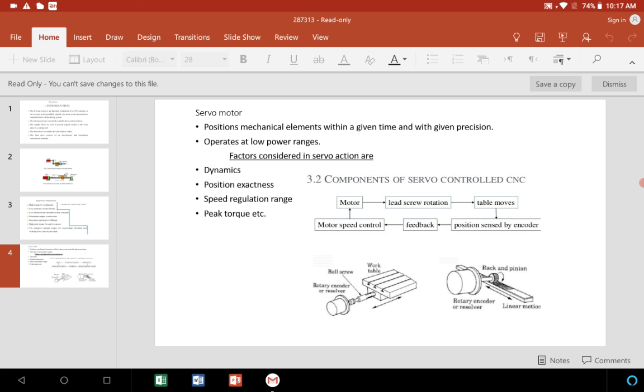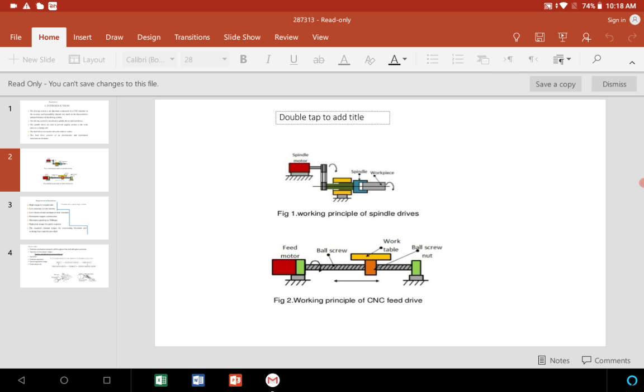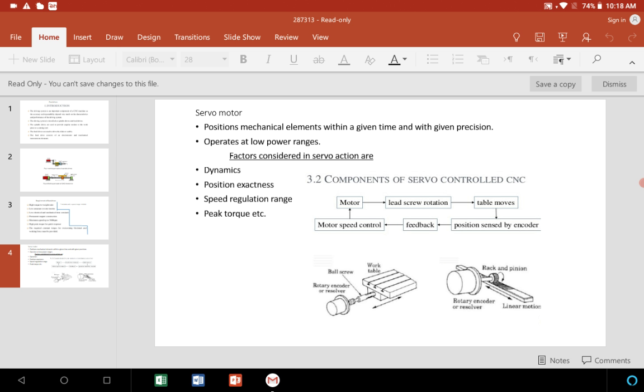The main part for spindle drives or feed drives is the motor, as we saw in the figure in the second slide. So the motor is the main part for the spindle drives as well as the feed drives. These motors are not of ordinary type. They are a special type we call servo motors. Of course, this is an introduction. These servo motors help in exact positioning of the slides or the drives.